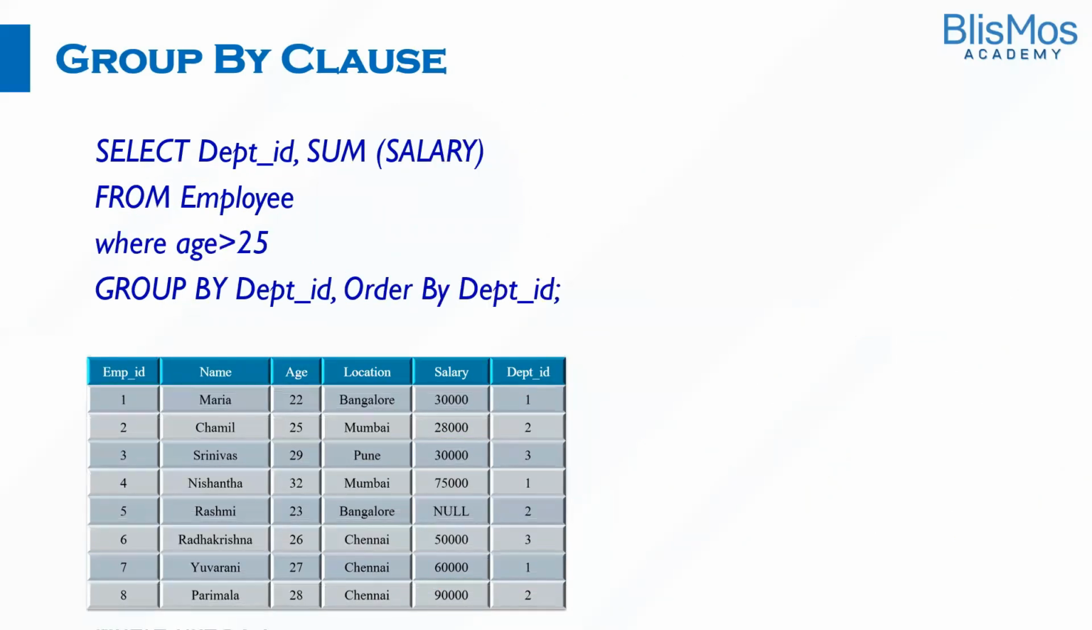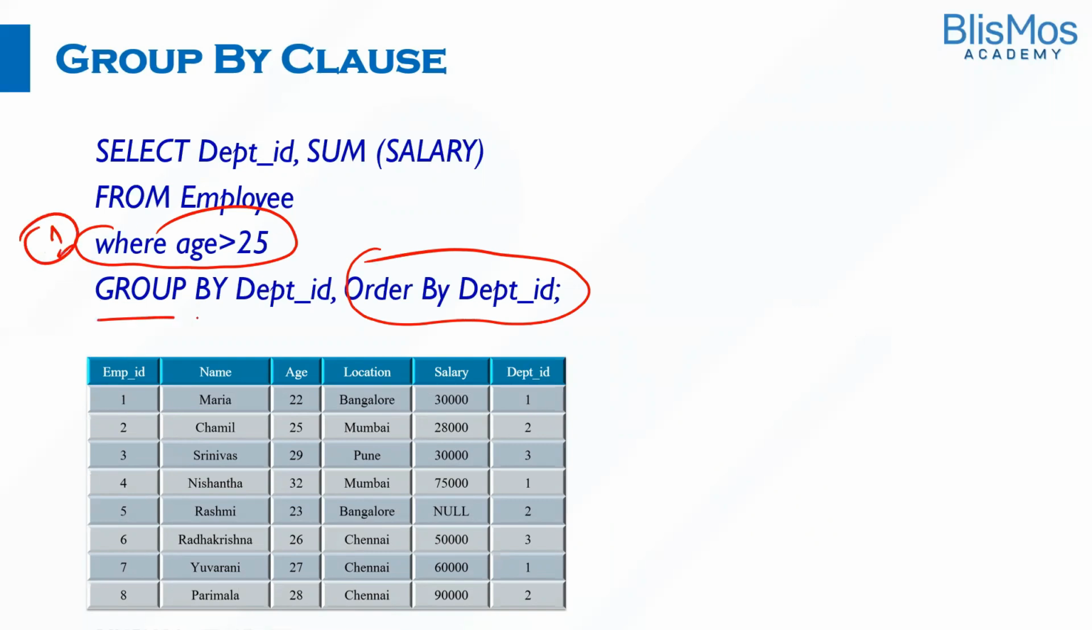We can also use the group by with a condition, and also you can use an order by. As I indicated earlier, in terms of sequence, the where clause comes first, then group by comes next, then order by. How does it work now? In this table where 8 records are there, first this particular condition is applied: where age is greater than 25. Whichever records qualify, only those records will be considered for group by. In this case, age should be greater than 25. This record, this record, this record, and so on.